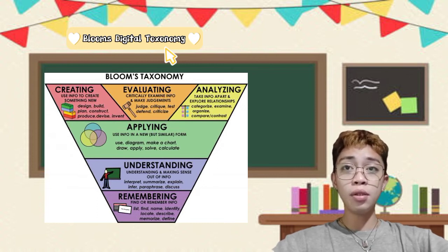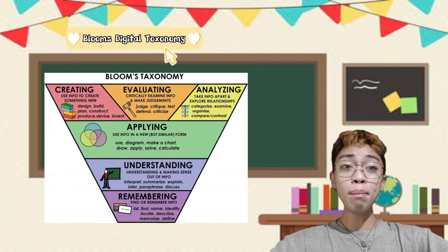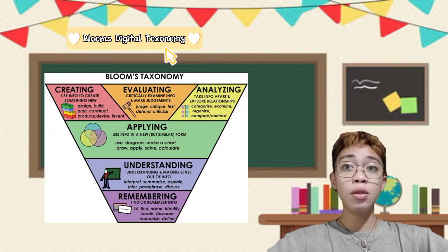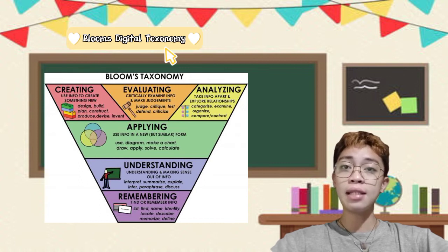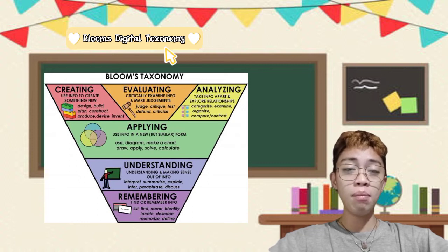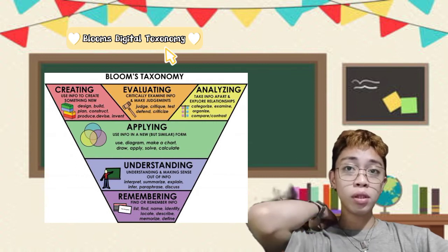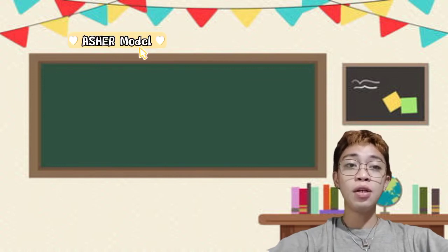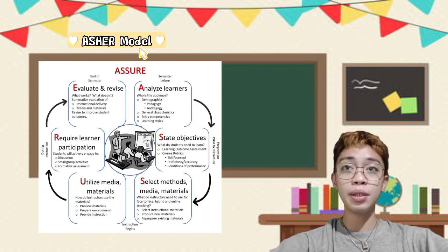The main purpose of Bloom's taxonomy is to provide a common language for teachers to discuss and exchange learning and assessment methods. Specifically, learning outcomes can be derived from the taxonomy, which is most commonly used to assess learning at a variety of cognitive levels. The next and last model is the ASSURE model.